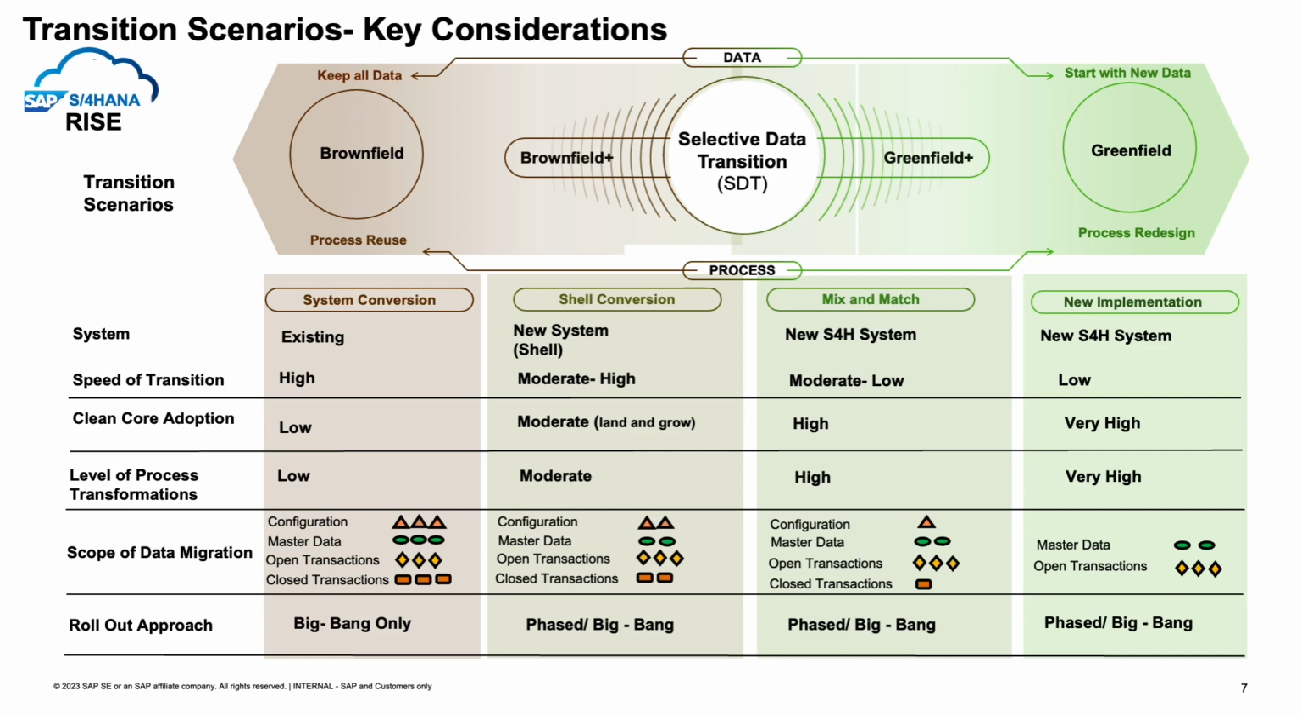What we have on the slide is, on the left-hand side, we see different dimensions which help us to really identify what type of scenario would be more suitable for a specific customer's transition requirement.